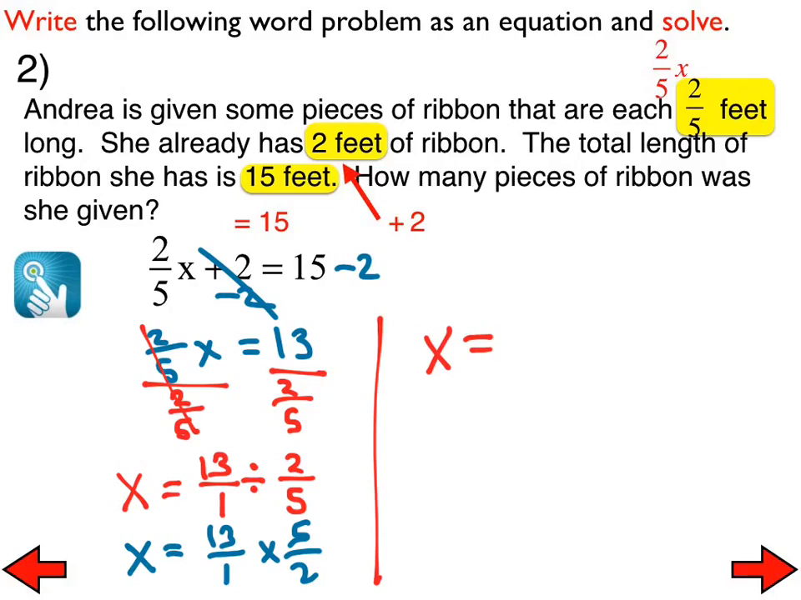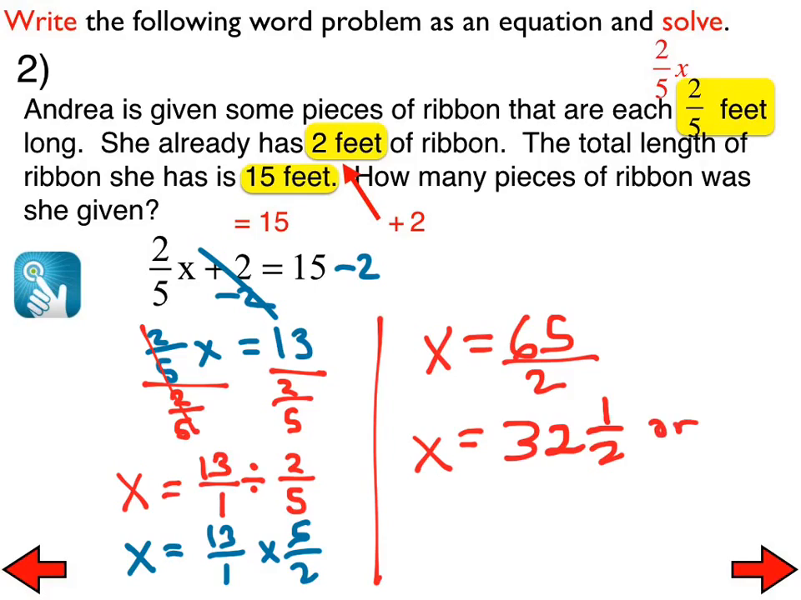13 times 5 is... over, very nice, which is... What's that as a decimal? Just curious. Good. You can also have it as a decimal if you would prefer.